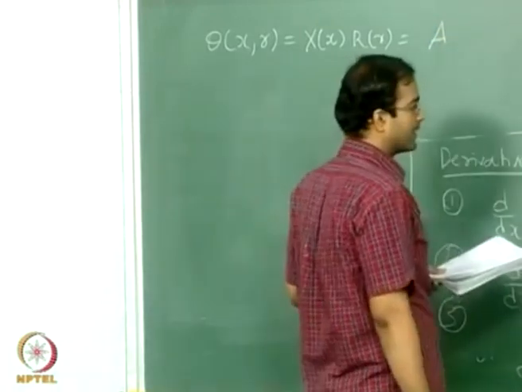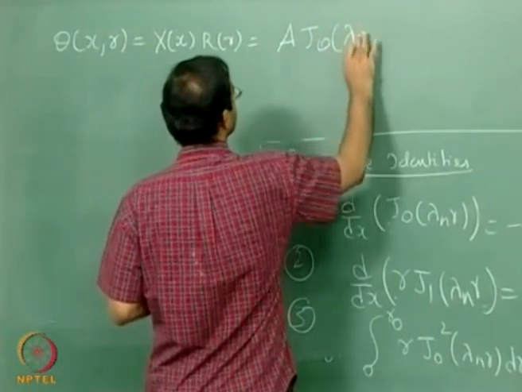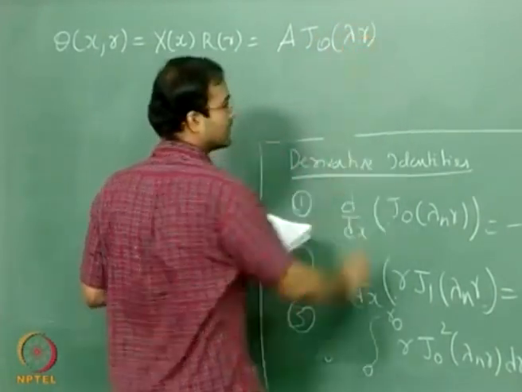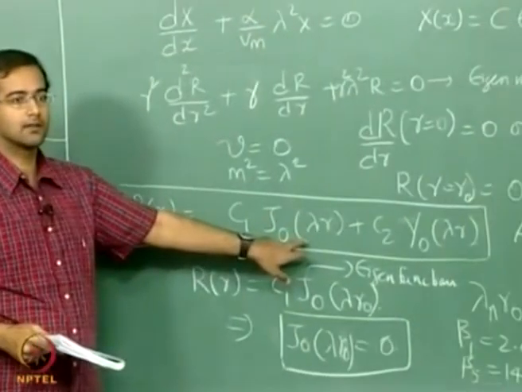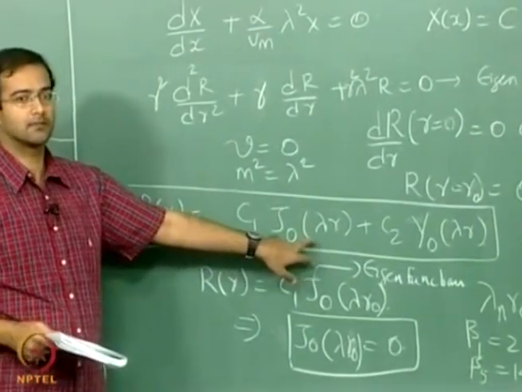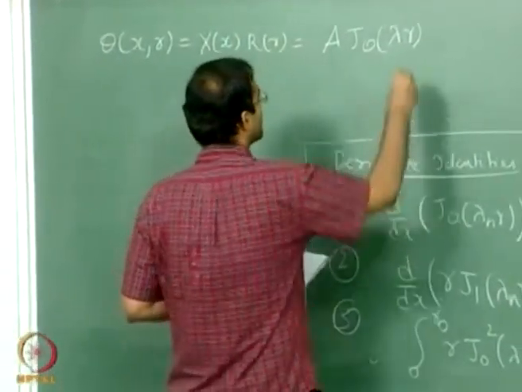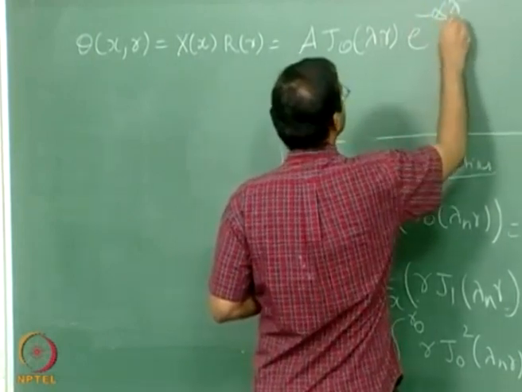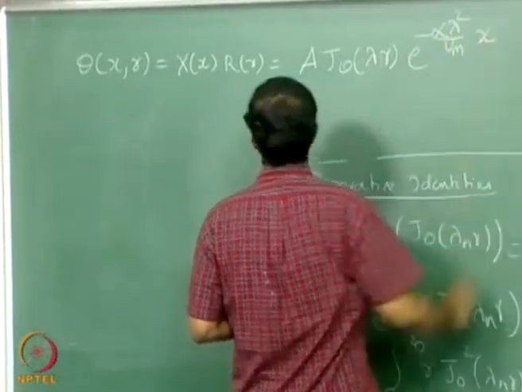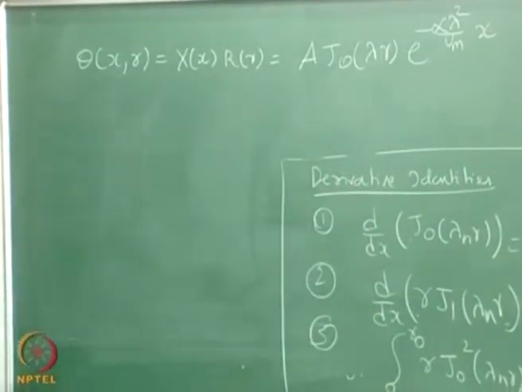And what is the remaining? J naught lambda R, C1 J naught lambda R is your eigenfunction. And what is the remaining part? X of x will be e power minus alpha lambda square by um x. See, finally your solution reduces to this.